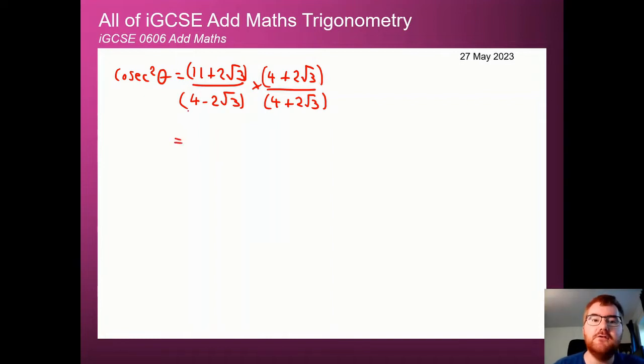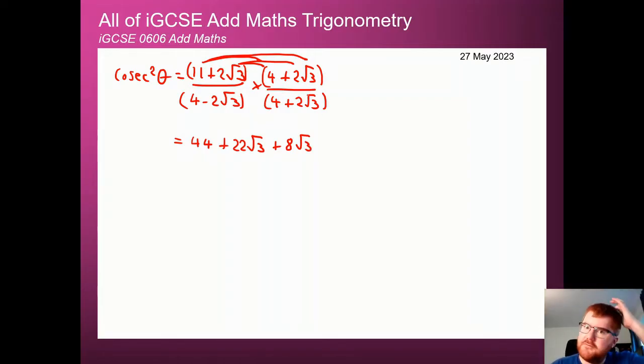So if we do the numerator first, let's be very careful how we do this, making sure that we follow first, inside, outside, last. So we get 44 as the first, 22 root 3 plus 8 root 3. 2 root 3 times 2 root 3 is going to be equal to 12, because if you unsimplify this, this just becomes root 3 times root 4, which is root 12. Root 12 times root 12 is 12. Hopefully that wasn't too quick at home.